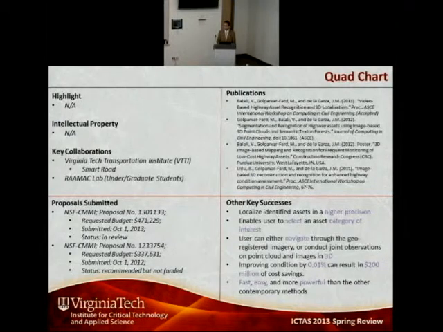Also, another key success of this research is localizing identified assets with higher precision compared to other technologies such as GPS. It enables the user to select an asset category of interest and reduce the search time. The user can either navigate through the geo-registered imagery or conduct a joint observation on point cloud and images in a 3D environment. Improving the condition by 0.01% can result in 200 million in cost savings, and this technology is fast, easy, and more powerful than the other contemporary methods being used.